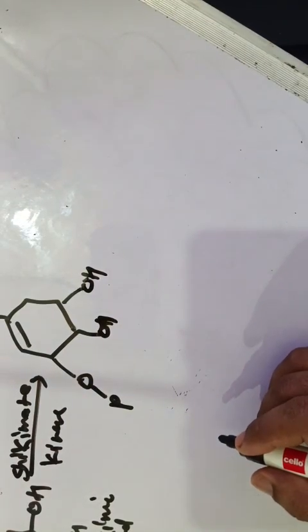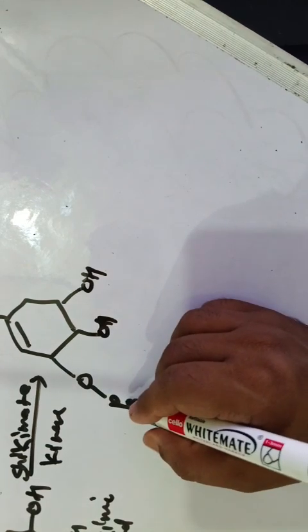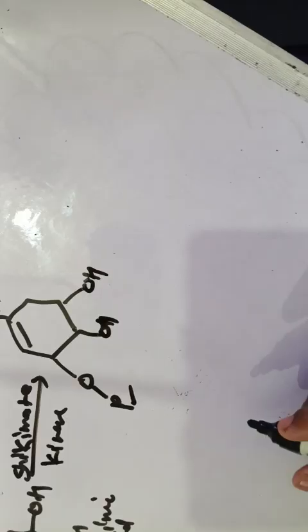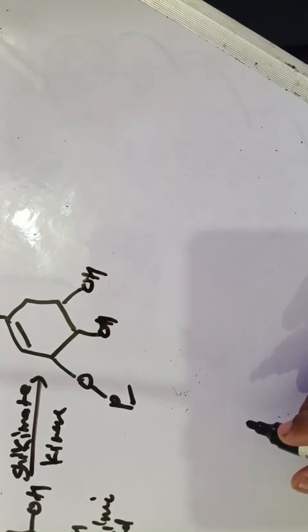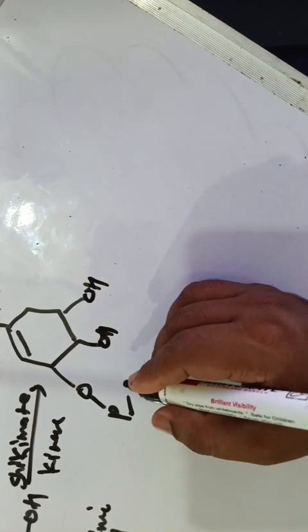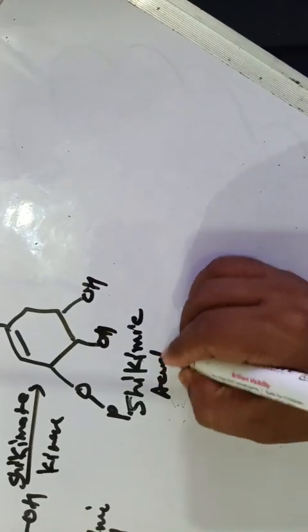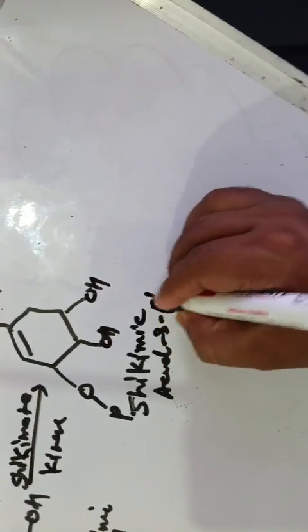There is a phosphorylation. One phosphate atom is attached to this oxygen atom. When we are using the shikimate kinase as an enzyme on shikimic acid, this compound is known as shikimic acid 3-phosphate. This compound is shikimic acid 3-phosphate.